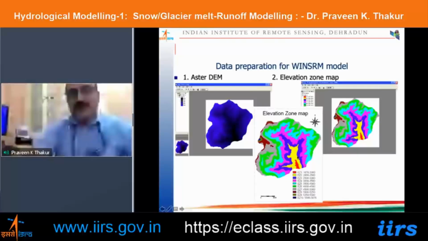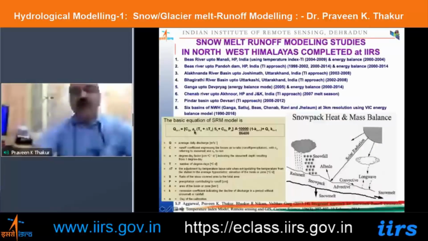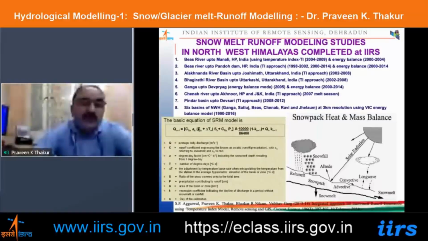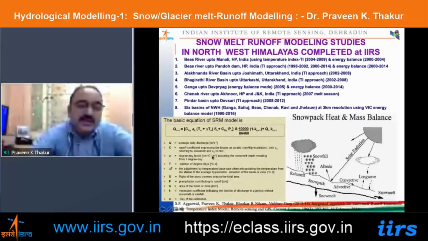So for a particular elevation zone, this an will be the degree day factor. That means how much snow is going to melt in a particular day if you raise the temperature by 1 degree Celsius. T is the number of degree days, for the duration for which temperature is above the critical temperature, and delta T is the temperature adjustment by the lapse rate. Generally, we take this value as 6.5 degrees per kilometer, and this melt factor you can take as 4.5 to 8.5 millimeters per degree Celsius, or 0.45 to 0.85 centimeters per degree Celsius per day. Then SN is the ratio of snow covered area to the total basin area.